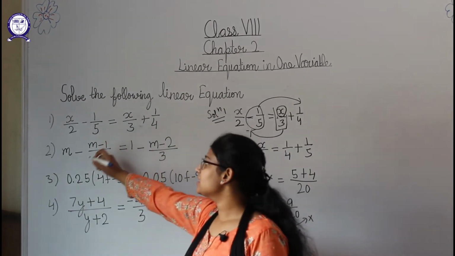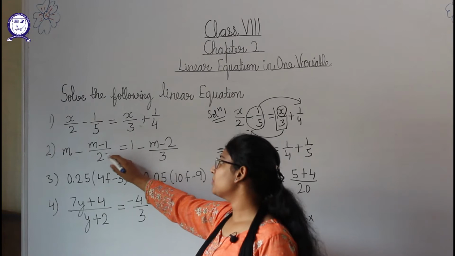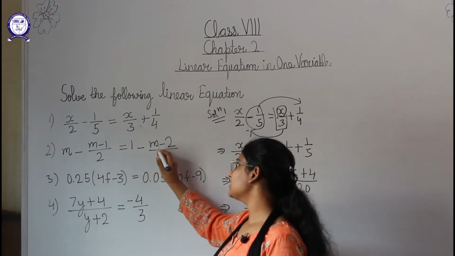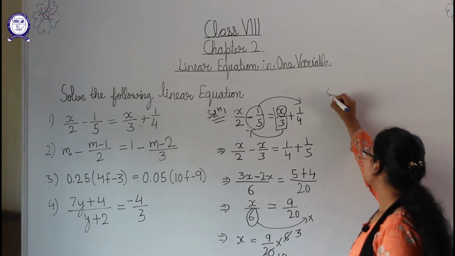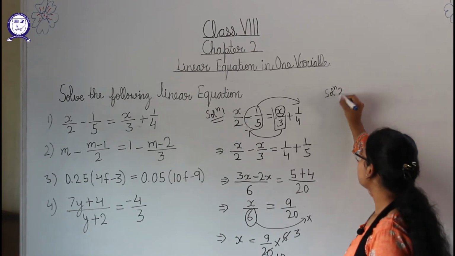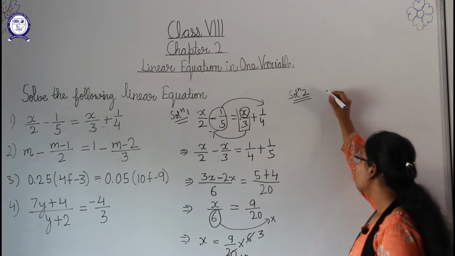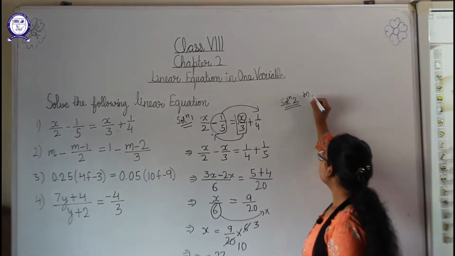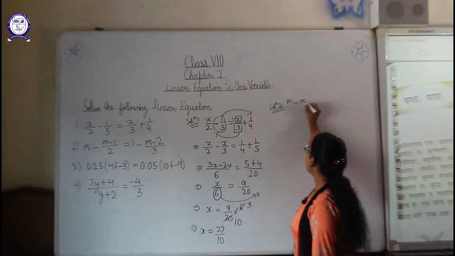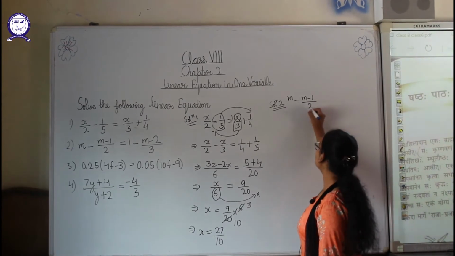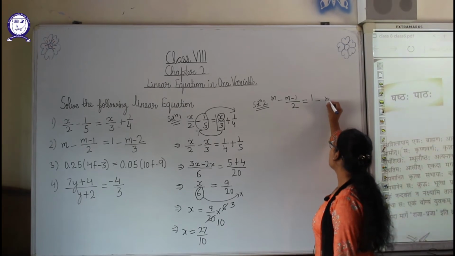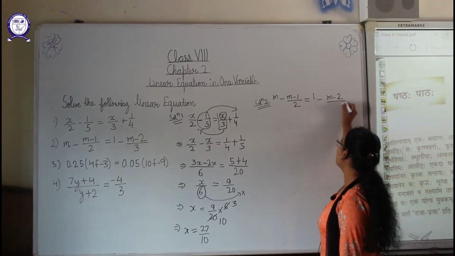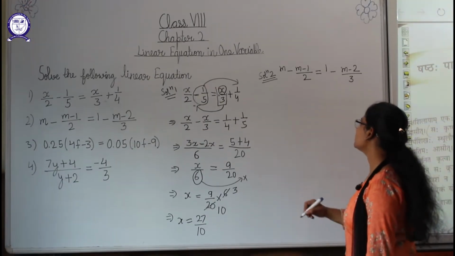Now the second one is m minus 1 by 2 is equal to 1 minus m minus 2 by 3. So we will solve the second one here. This is the solution to what is given to us: m minus 1 by 2 equals 1 minus m minus 2 by 3. This is our question.